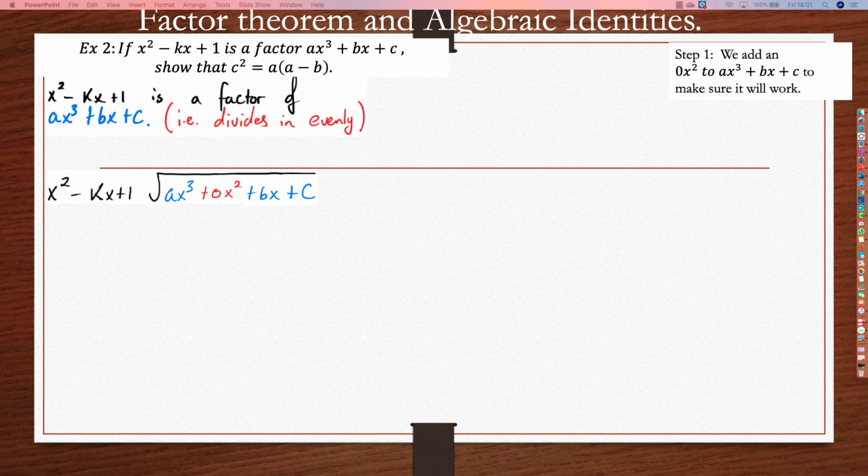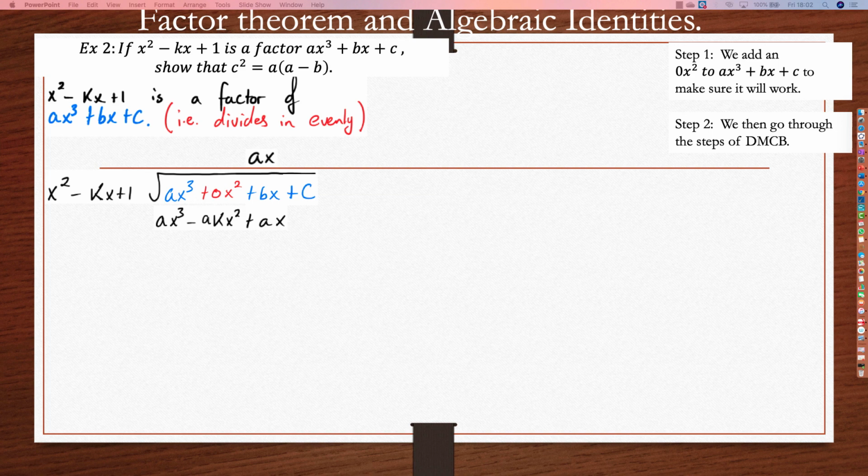We then do our long division. Our steps don't change. It says DMCB. You won't make a mistake as long as you go DMCB, DMCB. Divide. x squared goes into ax cubed, ax times. Multiply ax by x squared, ax cubed. ax by minus kx, minus akx squared. ax by 1 is ax. What's after multiply?